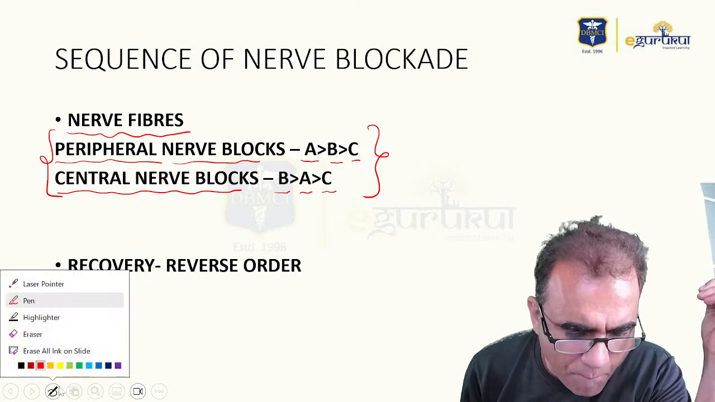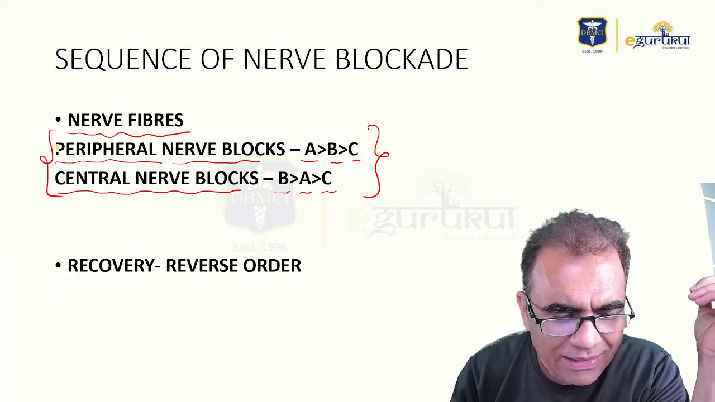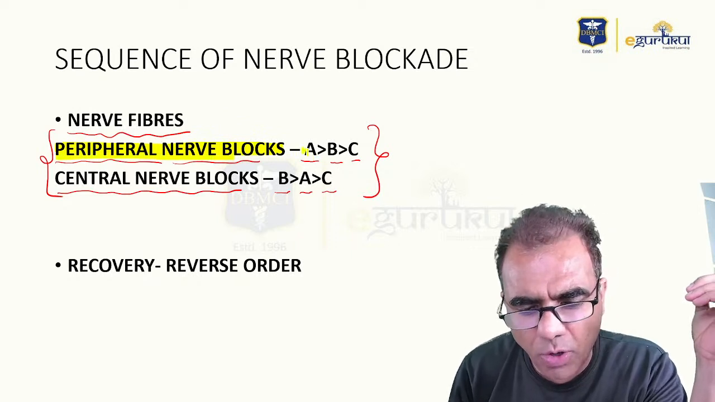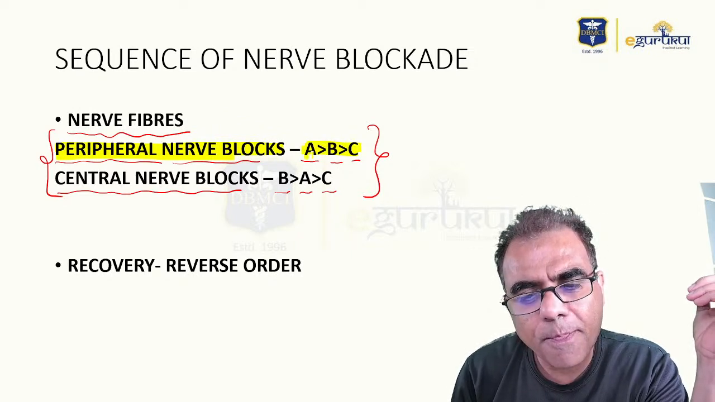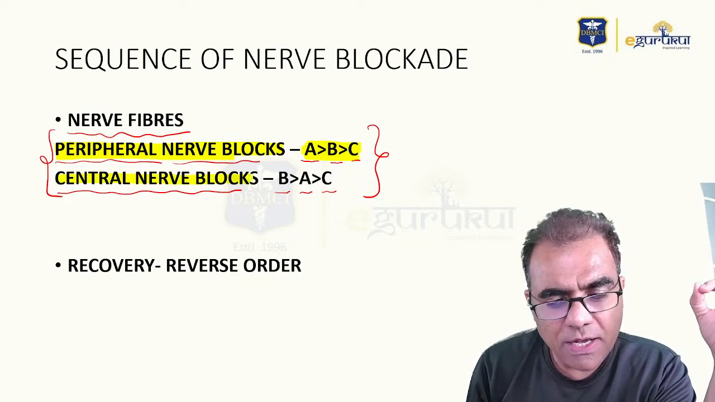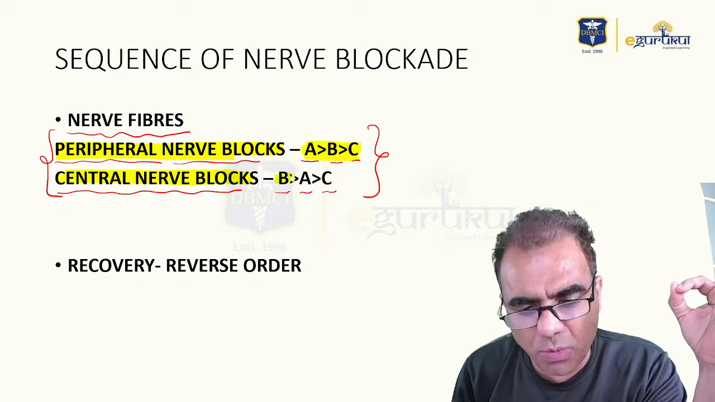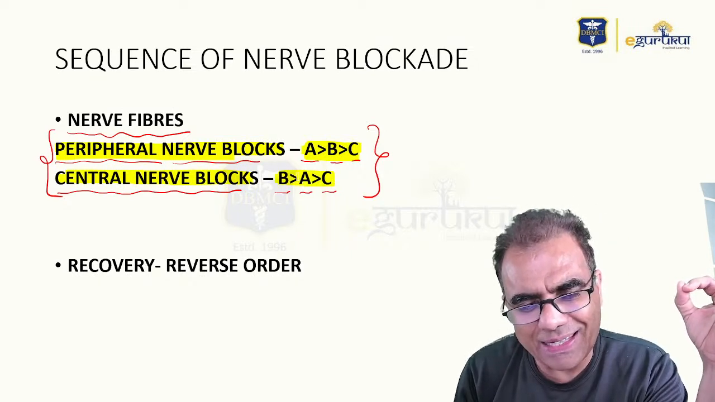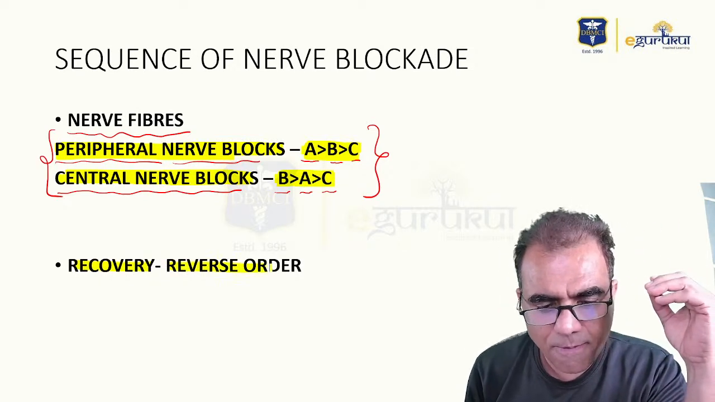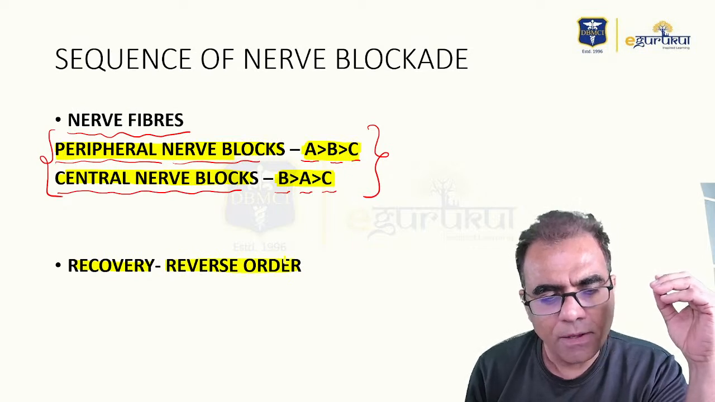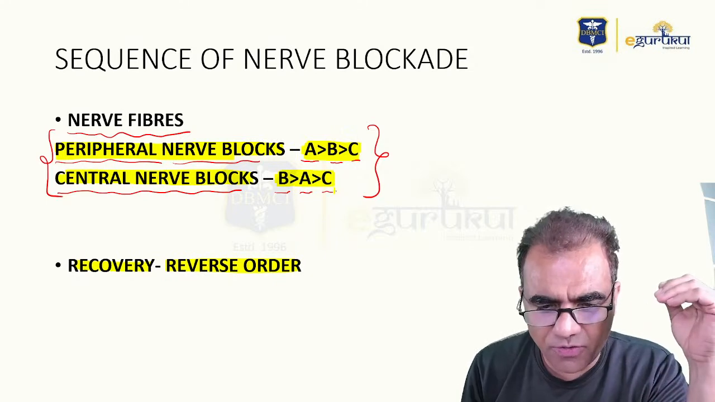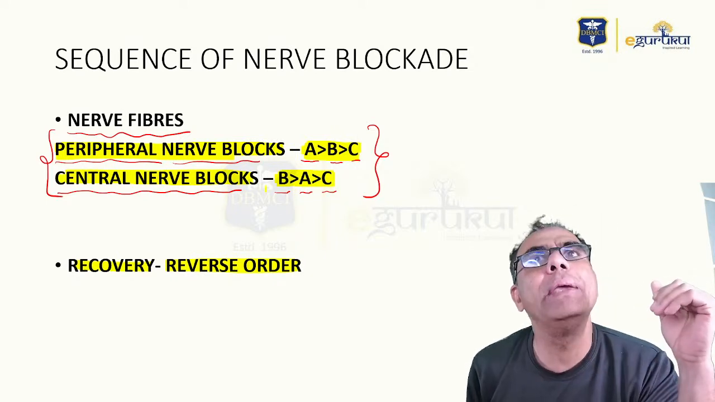And if they don't mention anything, then consider that they are asking for peripheral nerve blocks and the sequence of blockade will be A, B, C. While specifically if they give you central neuraxial blocks, then the sequence of blockade will be first B, then A, and then C. Got it? And the recovery is in reverse order. Meaning for peripheral nerve block, first to recover is C, then B, and then A. While for central neuraxial block, first to recover is C, then A, and then B, reverse order.